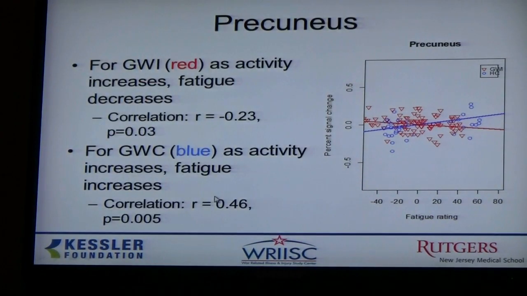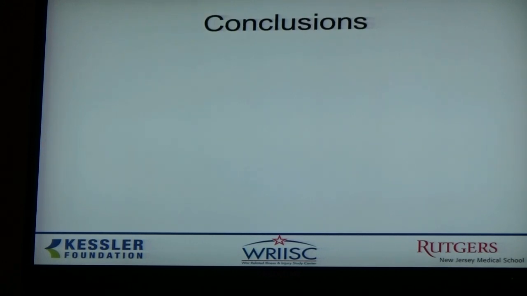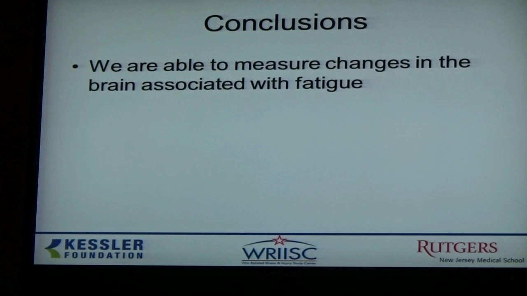And for veterans with Gulf War illness, activity increased, fatigue decreased. And for controls, as activity increased, fatigue increased. So, okay, what does all this mean? The first point to make is that we're able to measure changes in the brain associated with fatigue. So it looks like we actually have a way to objectively measure fatigue in this population, and we've done the same sort of thing in folks with TBI and folks with MS as well, and we're able to find fatigue-related activation in those folks too, in similar areas.